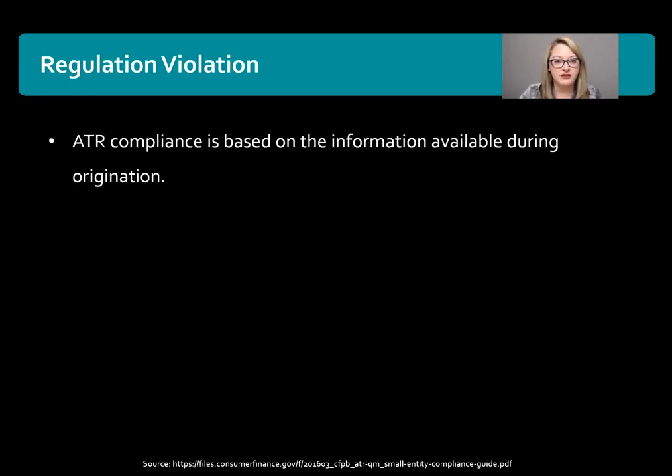So ATR compliance is based on the information during the origination. So here's an example. Let's say the underwriter underwrites the loan with the information that they have at the time, and they underwrite it to all of those 8 key factors, which means it meets the ability to repay rule and the qualified mortgage rule. They originate the loan, consummate it, and go on and close the loan. So then let's say a year later, the borrower loses their job and they now do not have the ability to make those mortgage payments anymore.